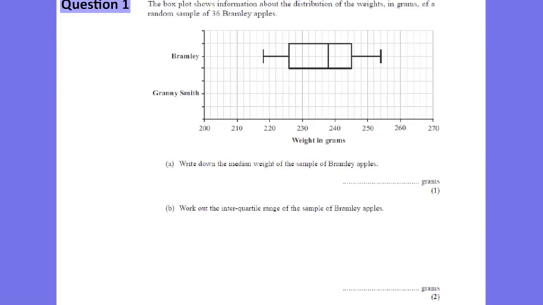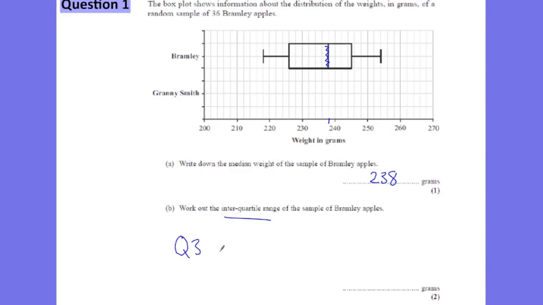Question 1. The box plot shows information about the distribution of weights in grams of a random sample of 36 Branbury apples. Write down the median weight of the sample of Branbury apples. This line here is the median line. Coming down here, reading off the scale, 130, 132, 134, 136, 238 grams. We're then asked to work out the interquartile range of the sample of Branbury apples.